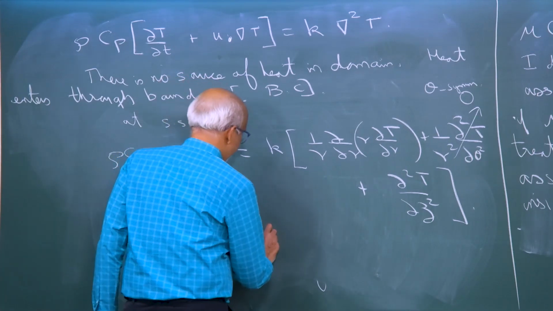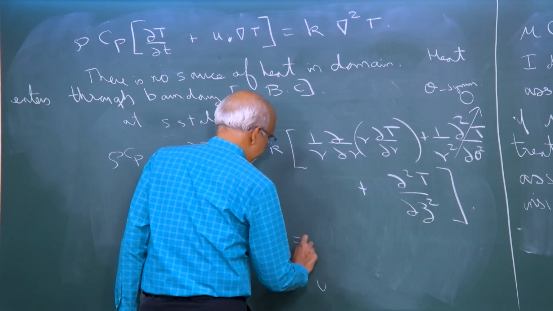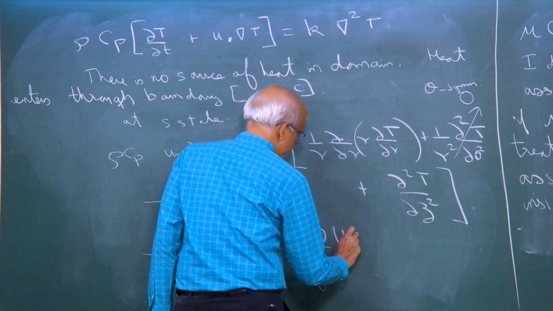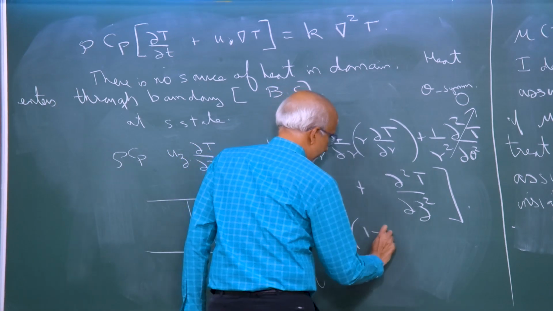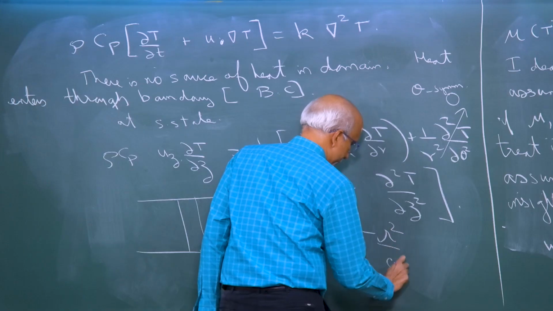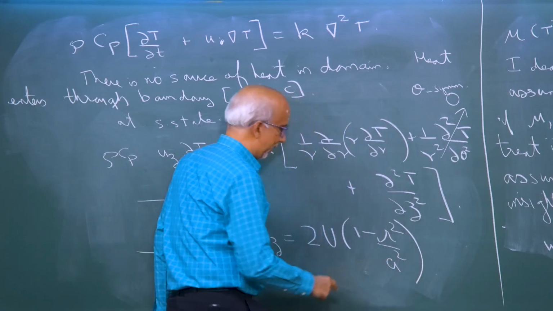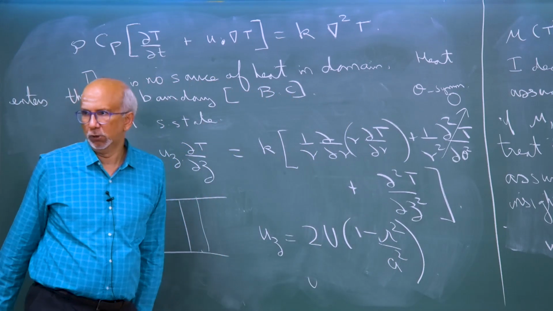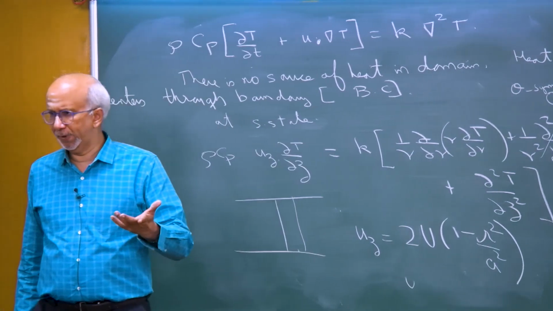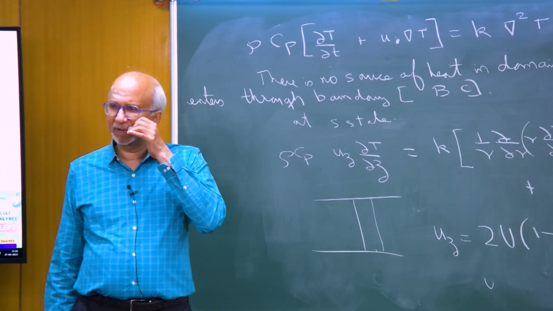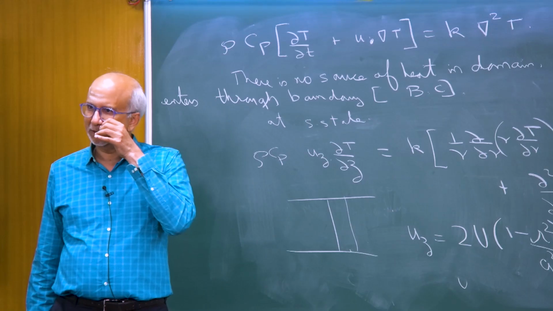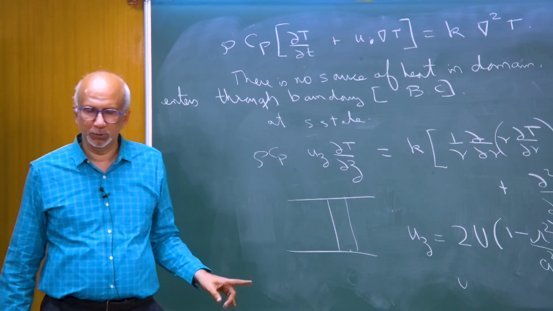And what is uz? It is 2 times u average times 1 minus r squared by a squared. This is my parabolic velocity profile. You are used to writing it in terms of u max. But in cylindrical coordinates, u max is 2 times the u average, and capital U is my u average.